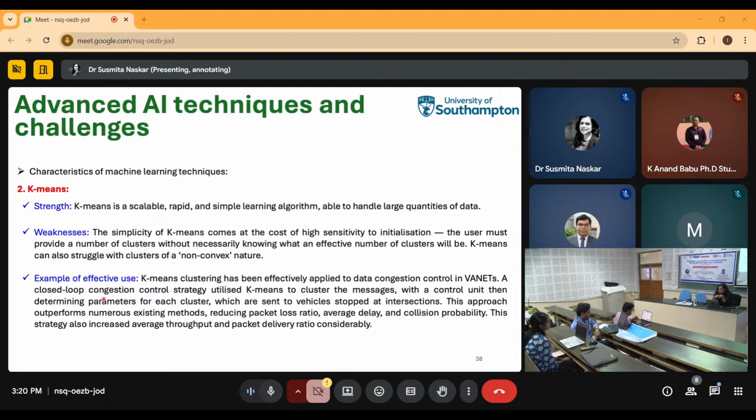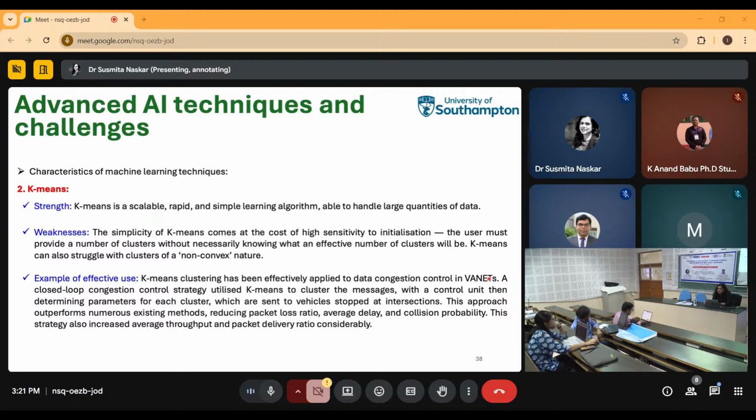Now let's take one example here. Think about k-means applied to a vehicular ad hoc network, also called VANETs, for data congestion control. In this scenario, clustering can be used to group the messages and control the unit, then determine the parameters for each of the clusters. These parameters are then sent directly to the vehicles waiting at the intersection, right? By clustering data intelligently, the system can reduce the packet loss ratio, average delay, or collision probability. Those things can be taken care of.